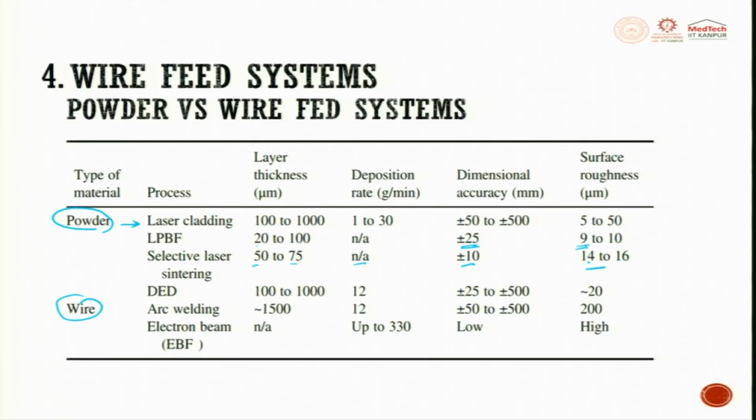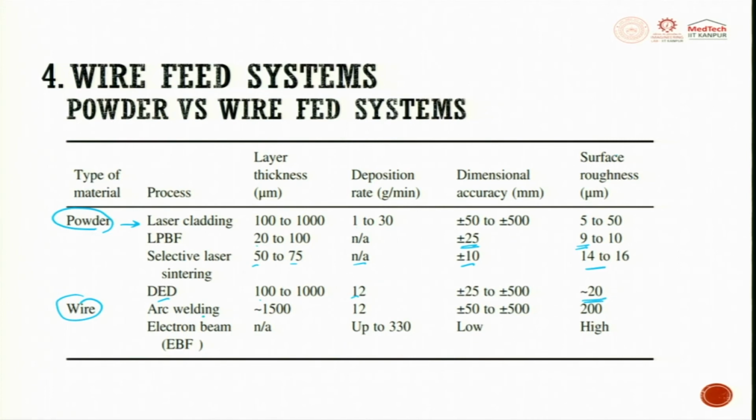14 to 16. When we talk about directed energy deposition, here the layer thickness can vary from 100 to 1000. The deposition rate will be 12 grams per minute, and then dimensional accuracy will be plus or minus 25 to plus or minus 500 microns. The roughness will be approximately 20 microns.